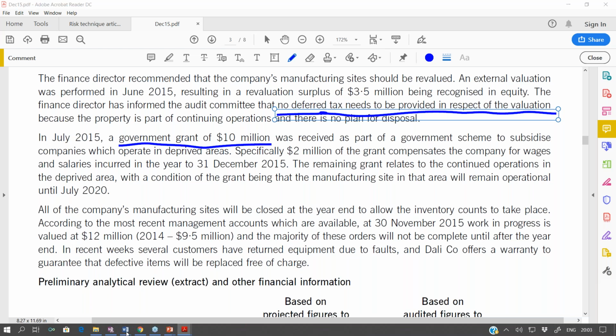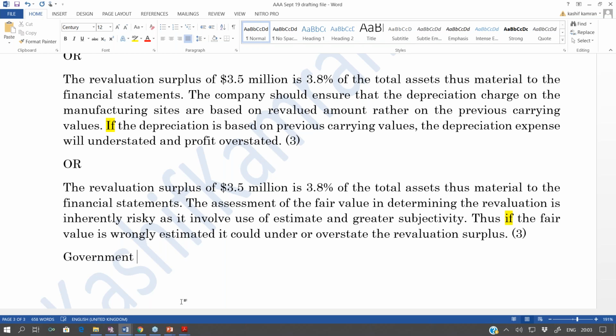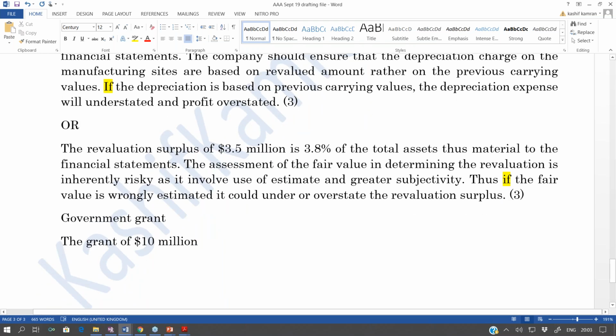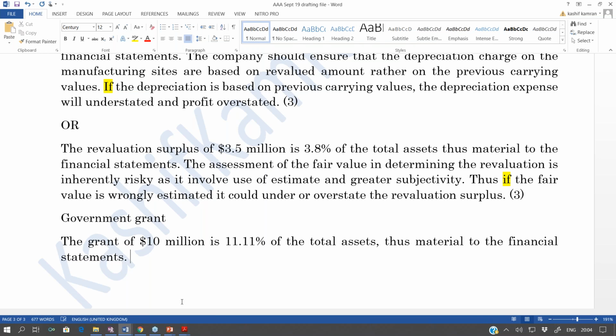Okay, let's go back to the word file. Should I put my next heading, government grant? And under the government grant, I will say the grant of $10 million. Can you please divide the grant of $10 million with $90 million, which is the total assets? Okay, 11.11%. The grant of $10 million is 11.11% of the total assets, thus material to the financial statement. So have I got my first mark?